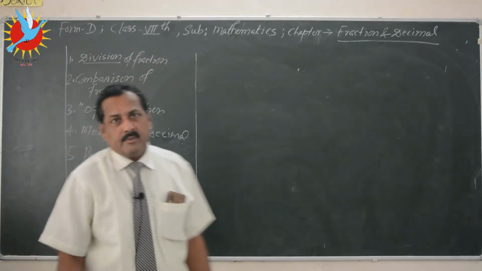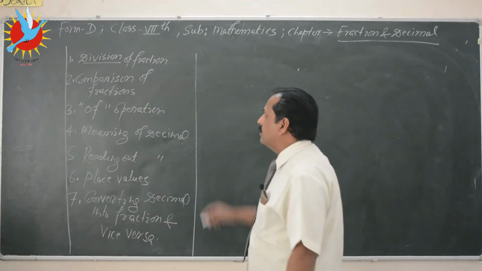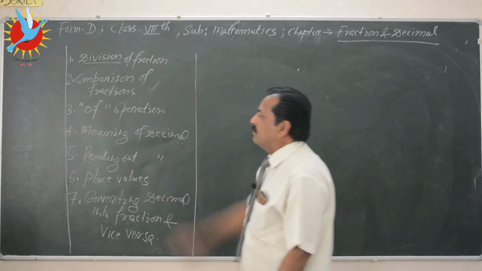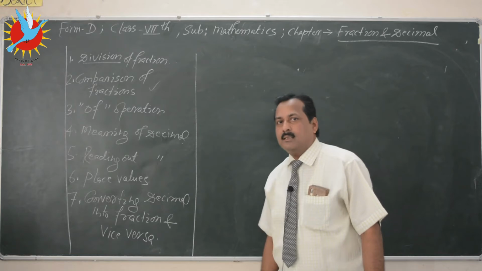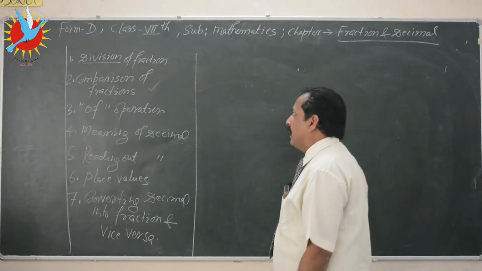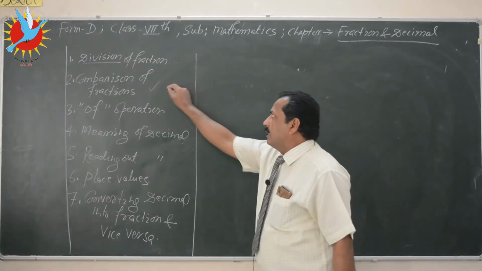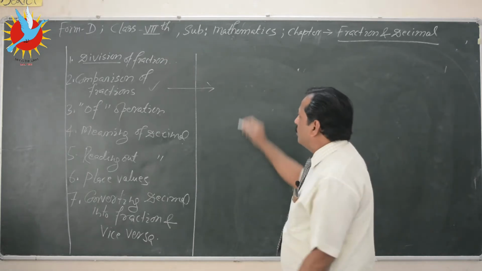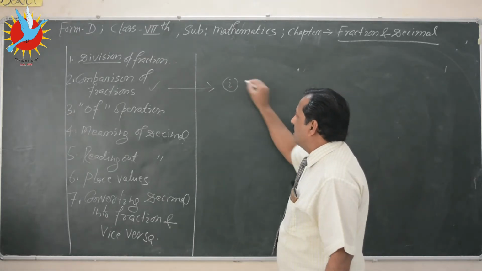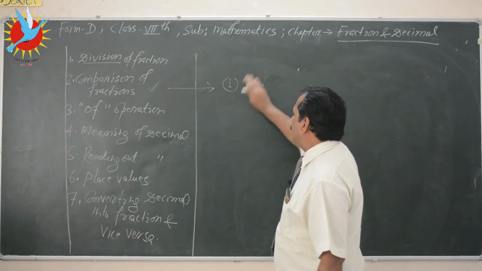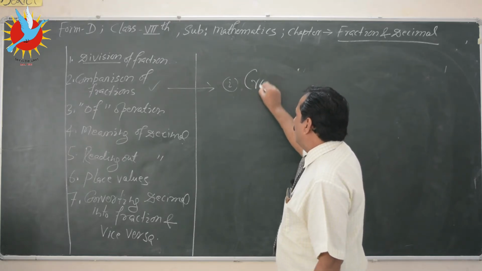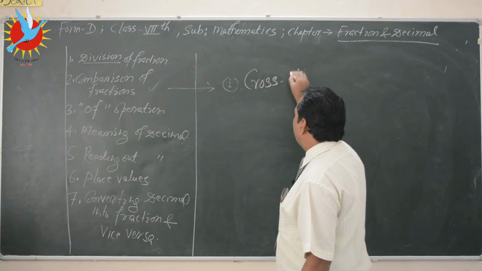So students, the next topic for discussion is comparison of fractions. If you want to compare two fractions, which one is greater, which one is smaller, we can do it. For example, there are two approaches. One is the multiplication method, rather cross multiplication. So do cross multiplication.